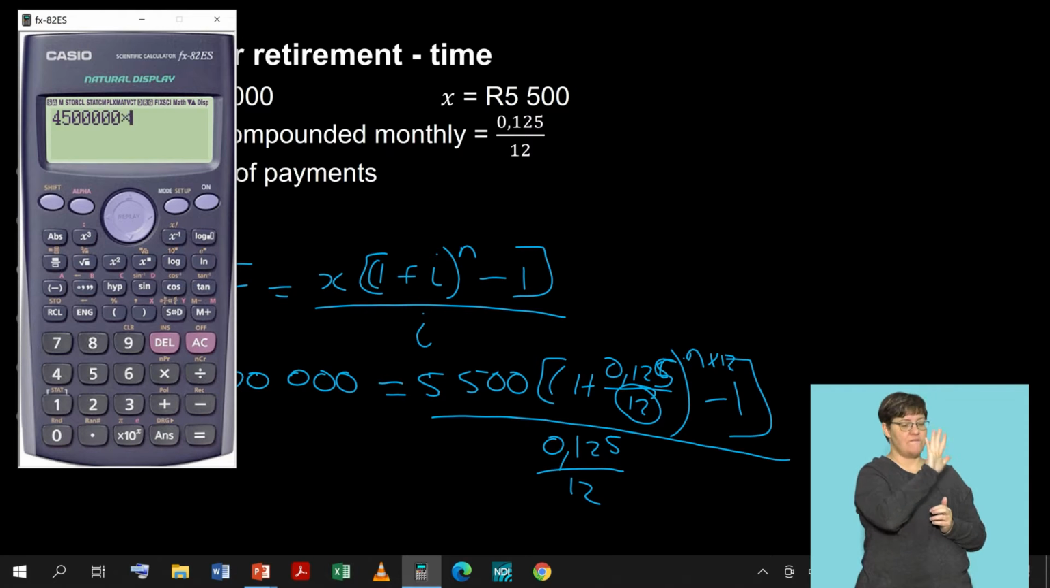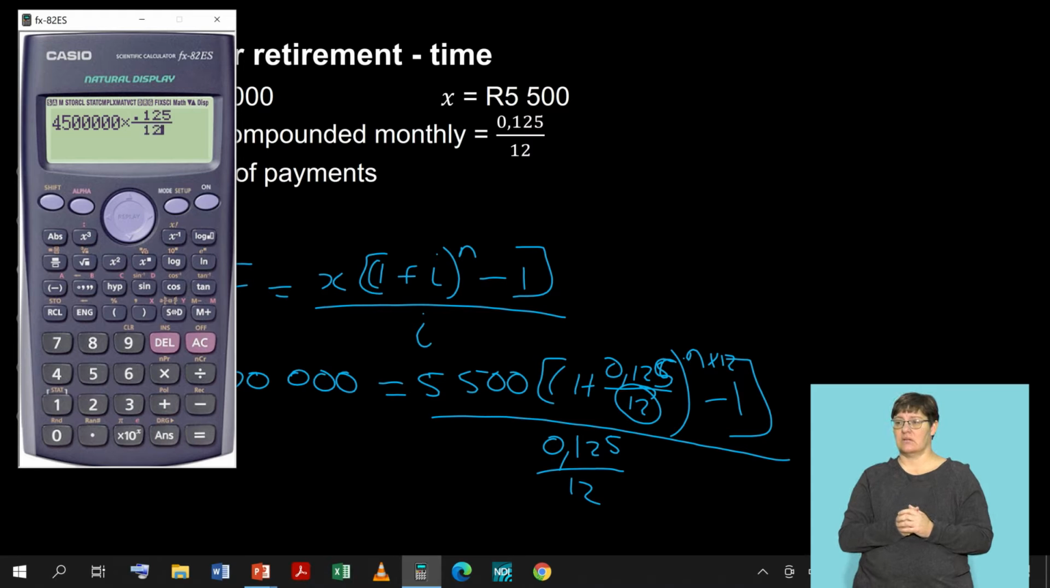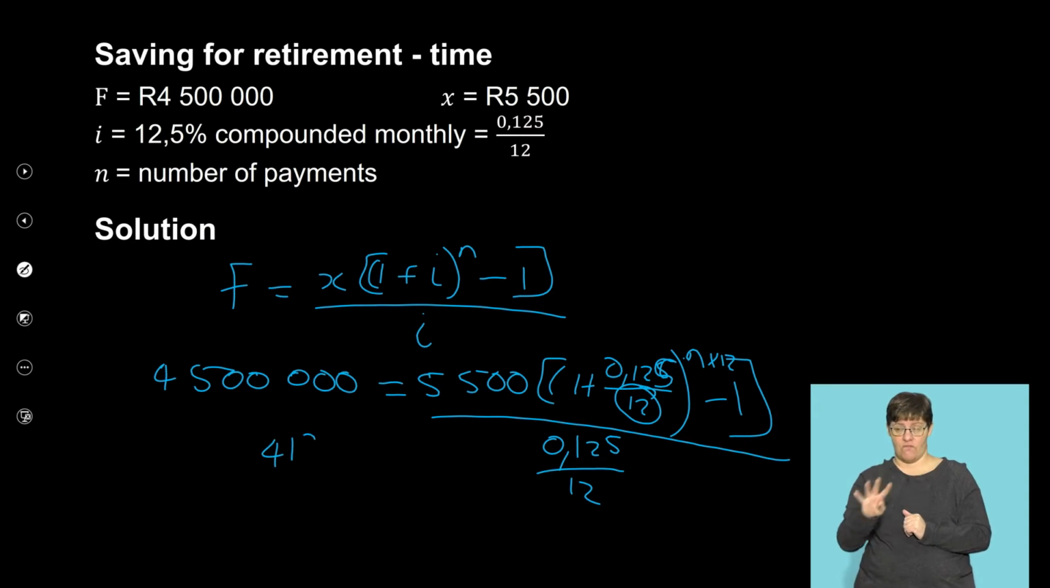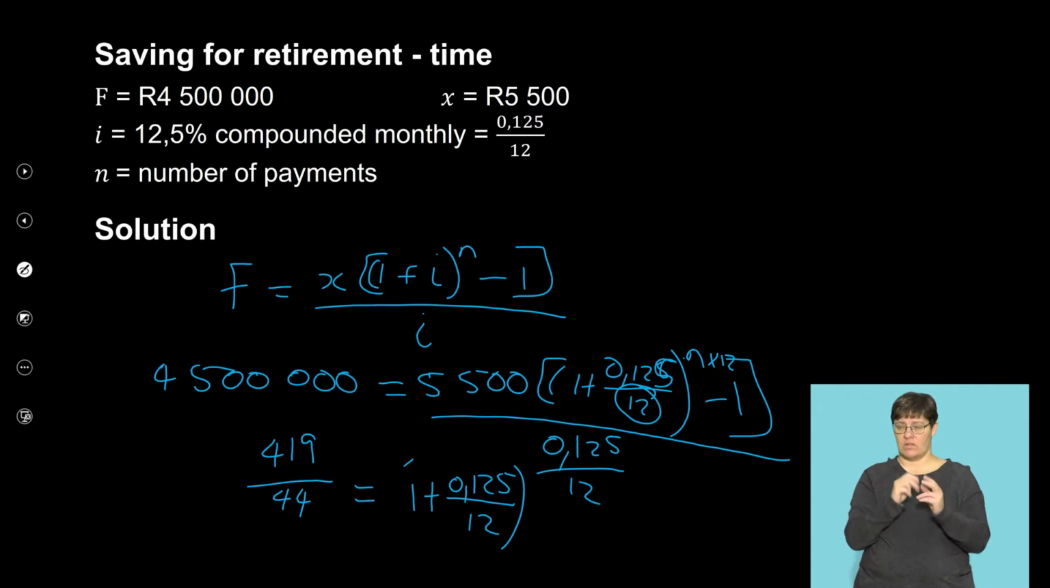4,500,000. Multiply this by the denominator, 125 over 12. It gives me that much. I divide this by 5,500. It will give me that much, and then I add a 1 to this. I will be at that price there. So 419 over 44. 419 over 44 will be equal to 1 plus 0.125 over 12 to the exponent n.